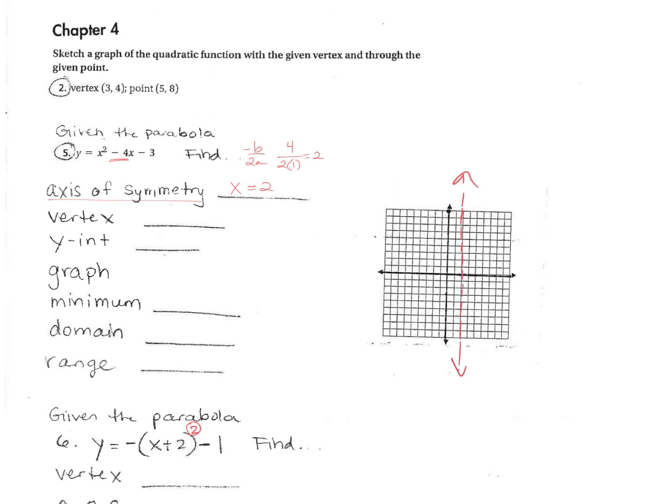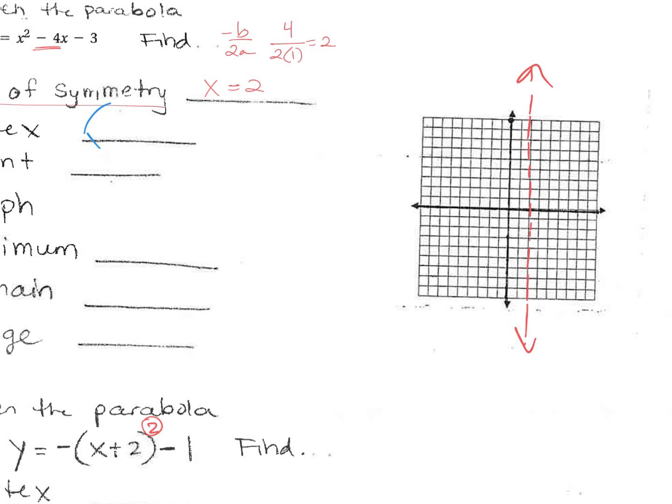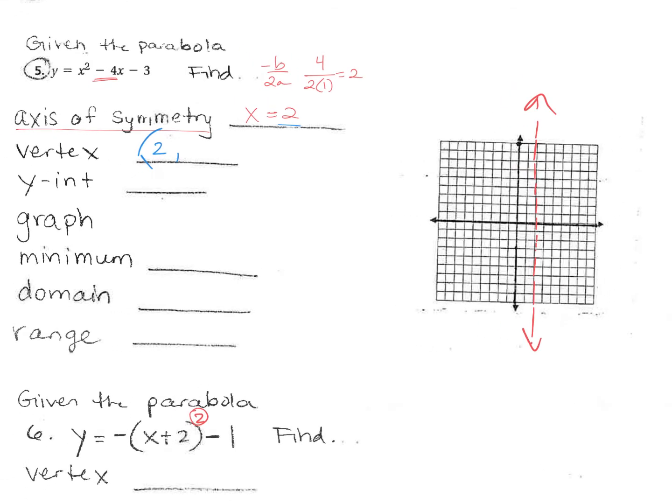Okay, how do you find your vertex then? What's your x value of your vertex? 2. It's your axis of symmetry. So we're going to plug in a 2, and then we just plug it into the formula. 2 squared minus 4 times 2 minus 3. So this is 4 minus 8 minus 3 is negative 4 minus 3, which is negative 7. So 2, 1, 2, 3, 4, 5, 6, 7. Okay, so there's your vertex.